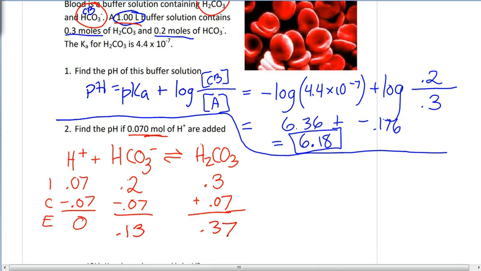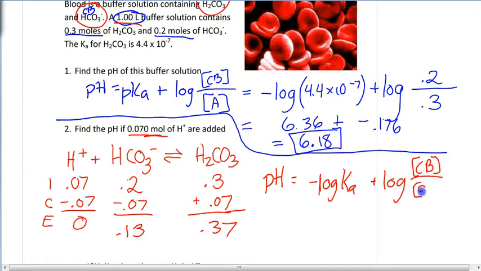Okay, so those are our equilibrium or end amounts of each chemical, and we can plug that into our Henderson-Hasselbalch equation. So the pH, again, is the negative log of the Ka plus the log of Cb over A. And so we'll just plug in, well actually we could probably still use the same pKa, because it's the same Ka as before.